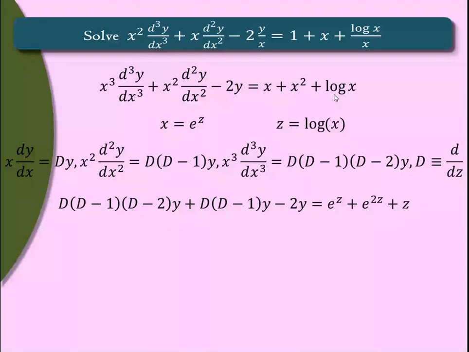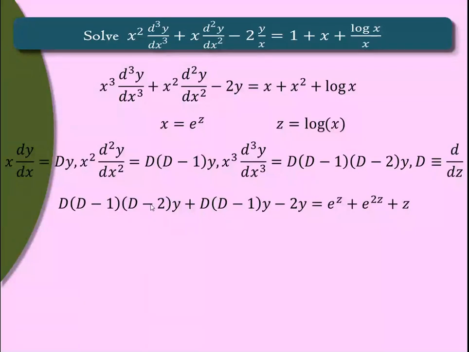So x becomes e raised to z, x square will be e raised to z square, and e raised to z square is e raised to 2z. Log x will be z. Okay, log x is z. Now simplify it, D minus 1 into D minus 2.